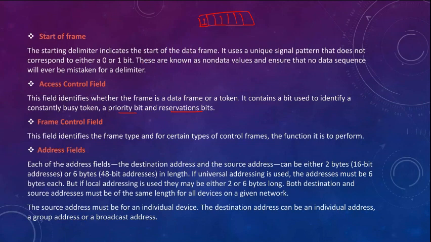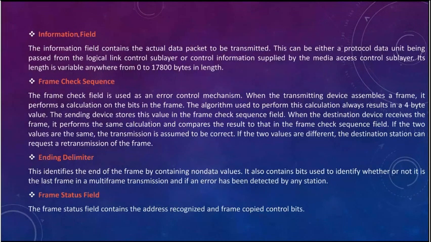Next is the frame control field. This field identifies the frame type, and for certain types of control frames, the function to perform. So frame control identifies what the frame type is and what type of function it is going to perform. The address field and information field we already know. Checksum, we already know. The ending delimiter is the same thing.